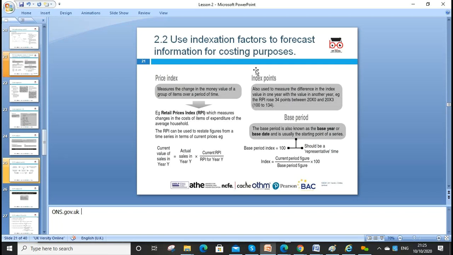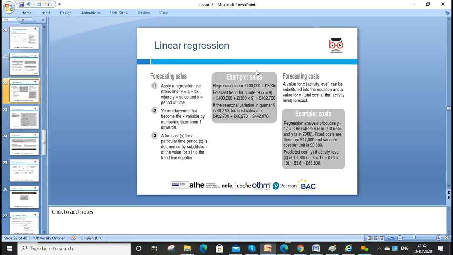So the base period is known as the base year, against which we calculate. The base period index is 100 and should be a representative time period. The current figure is the figure at the moment, and the base is the base year when we started, times 100. So we can calculate these index numbers.